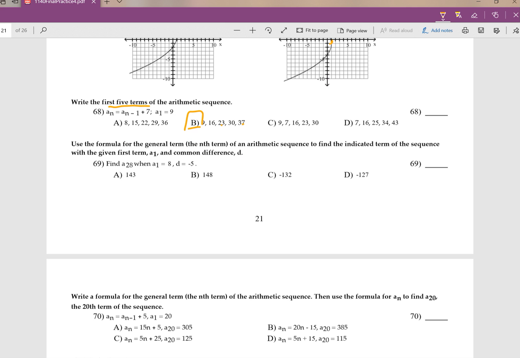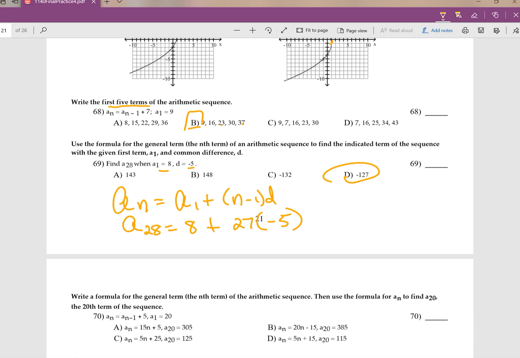Alright, for 69, find a sub 28, given a sub 1 and the difference of -5. So we use our formula a sub n equals a sub 1 plus n minus 1 times the common difference. So if I'm looking for a sub 28, this is equal to 8 plus 27 times -5. Alright, and 69 should be -127.